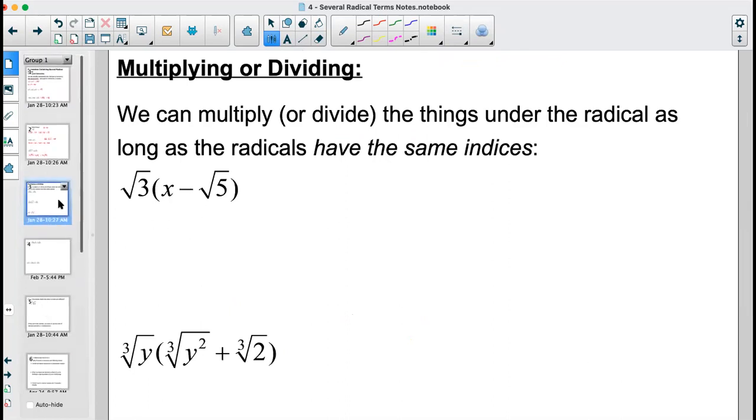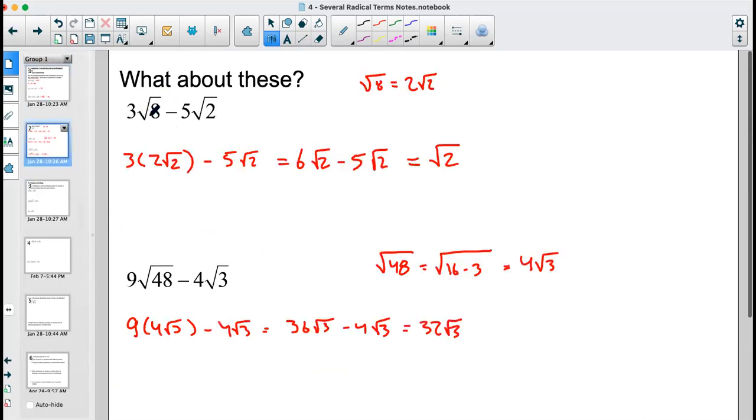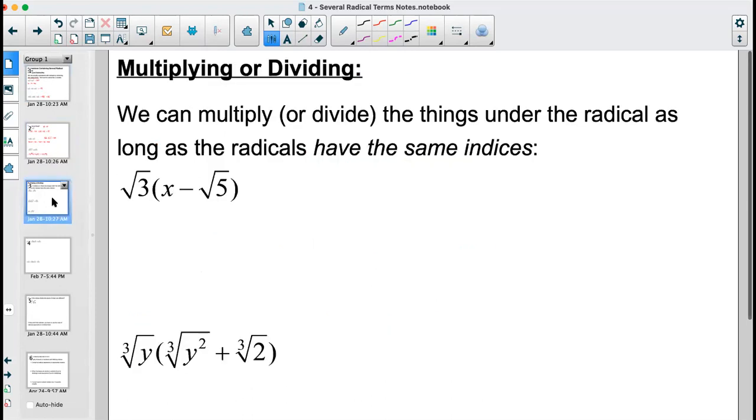I'm guessing this is taking a little longer than I thought. So that's the adding and subtracting rule. They must have the exact same radical term. And we saw here, sometimes we can manipulate it so they do, but until they do, you cannot add them and subtract them. Multiplying and dividing, on the other hand, works as long as the index of the radicals are the same. The word indices is the plural of the word index.